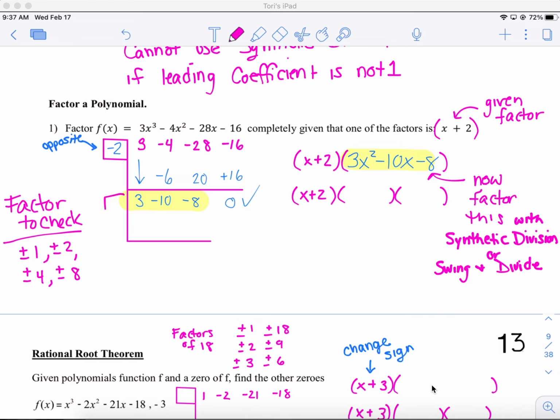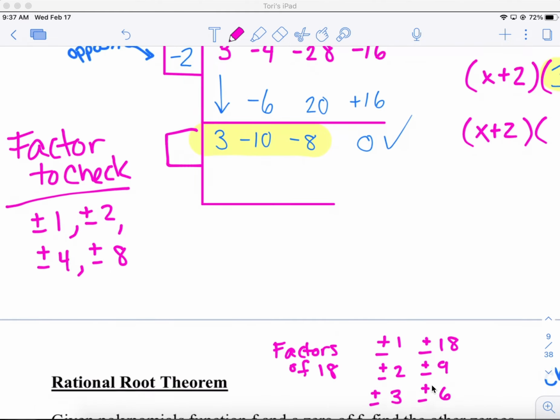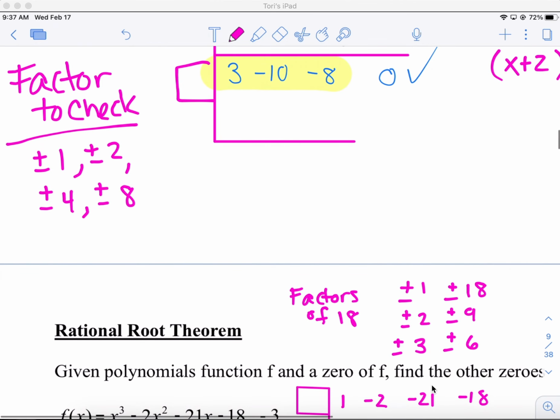I need to tack on another little box out here, but I don't know what the other factor is. All I know, I'm going to zoom in a little bit, is that whatever factors I have to go into this 8. So that gives me a couple different factors to check. I could check positive 8, negative 8. I could check positive 4, negative 4, positive 2, negative 2, positive 1, negative 1.